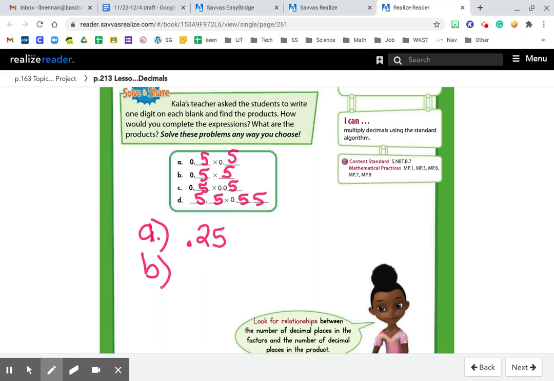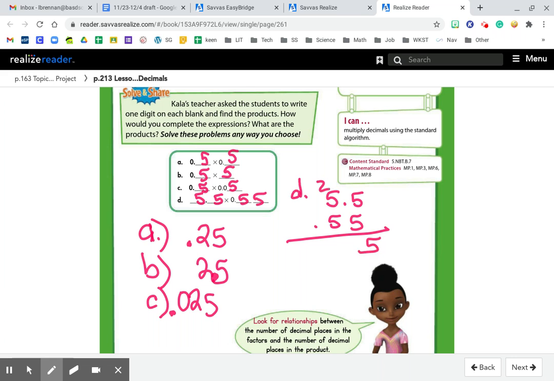For B, we have, again, 5 times 5 is 25, and we only have 1 digit in decimal place value. So we're only going to have 1 digit in the decimal answer. For C, 5 times 5 again is 25, and in this case, we have 1, 2, 3 digits in decimal place value. So we're going to have to annex a 0 and put the decimal before that. And for D, we're actually going to need to multiply using the distributive property.